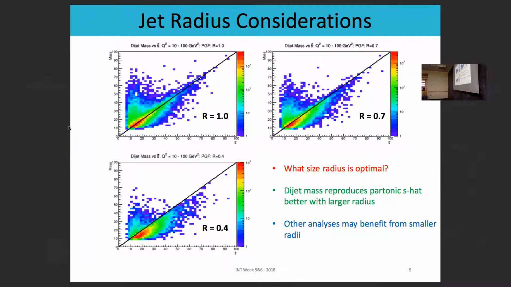And you also see this little tail here. This is from mismatched Dijets. Basically, if I have 3 jets in my event, and I pick one that didn't represent the partonic hard scattering, then you get this little tail. But for reproducing the partonic kinematics, we're really favoring a larger radius.